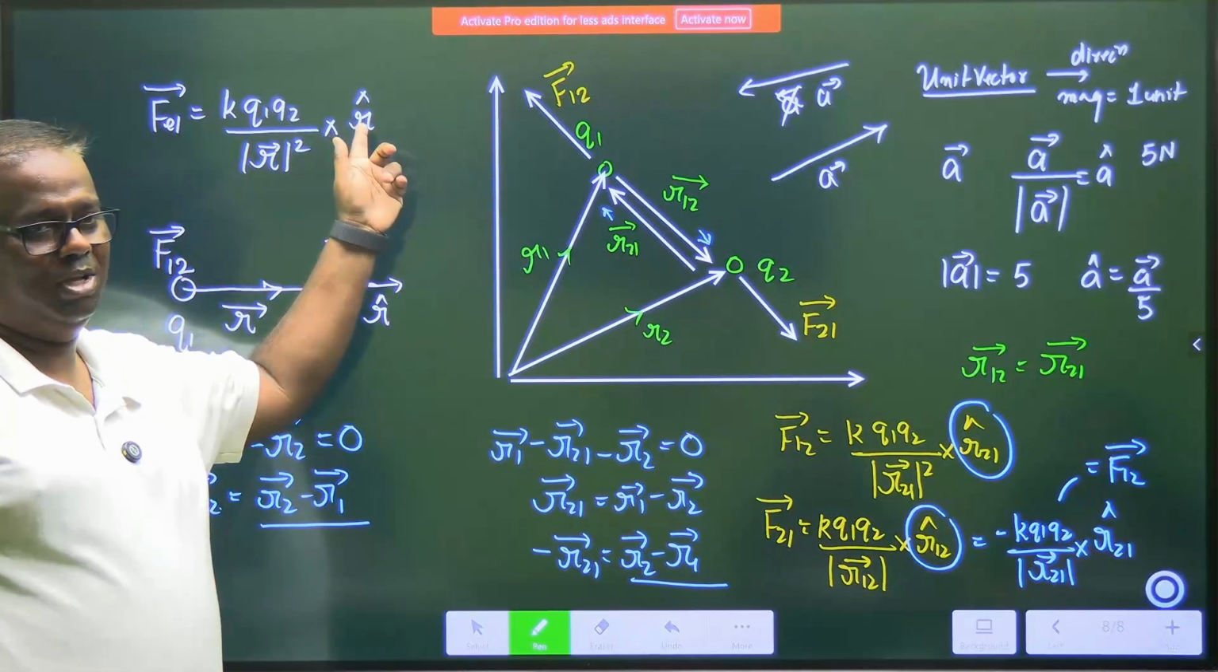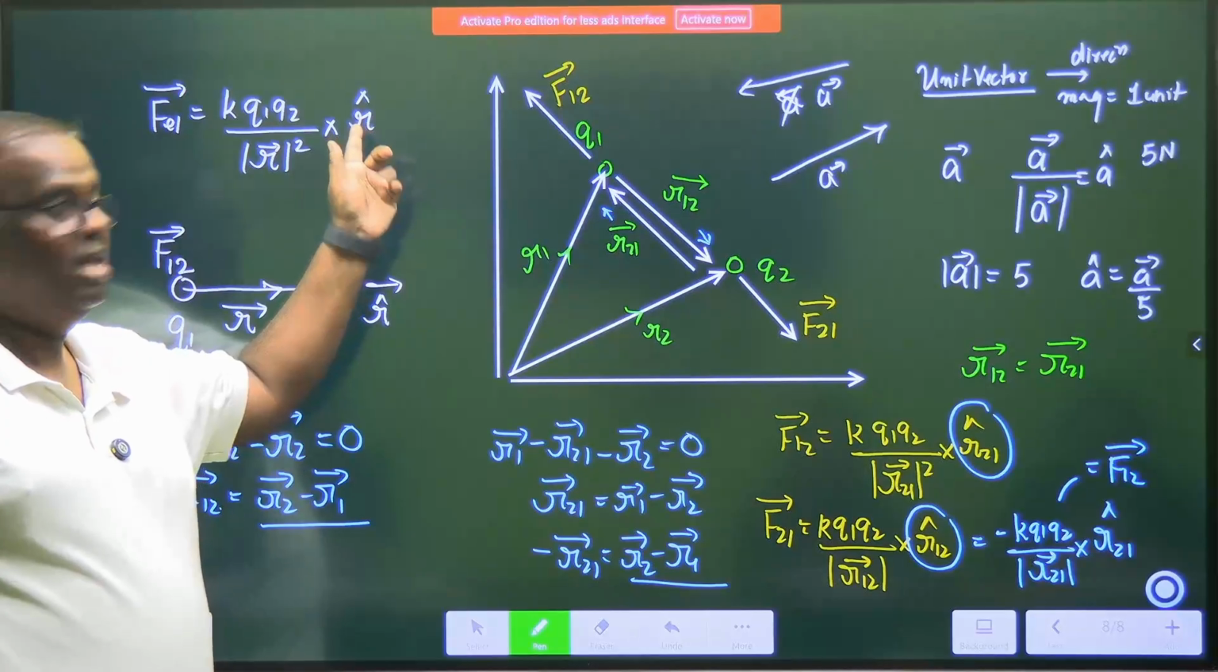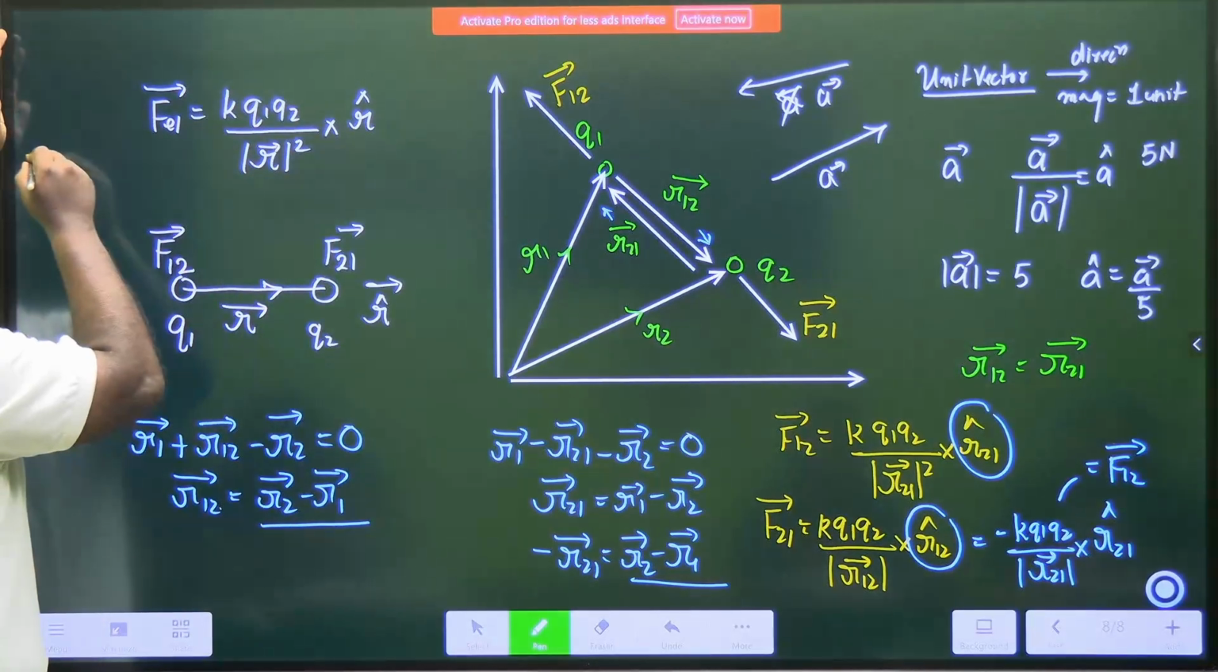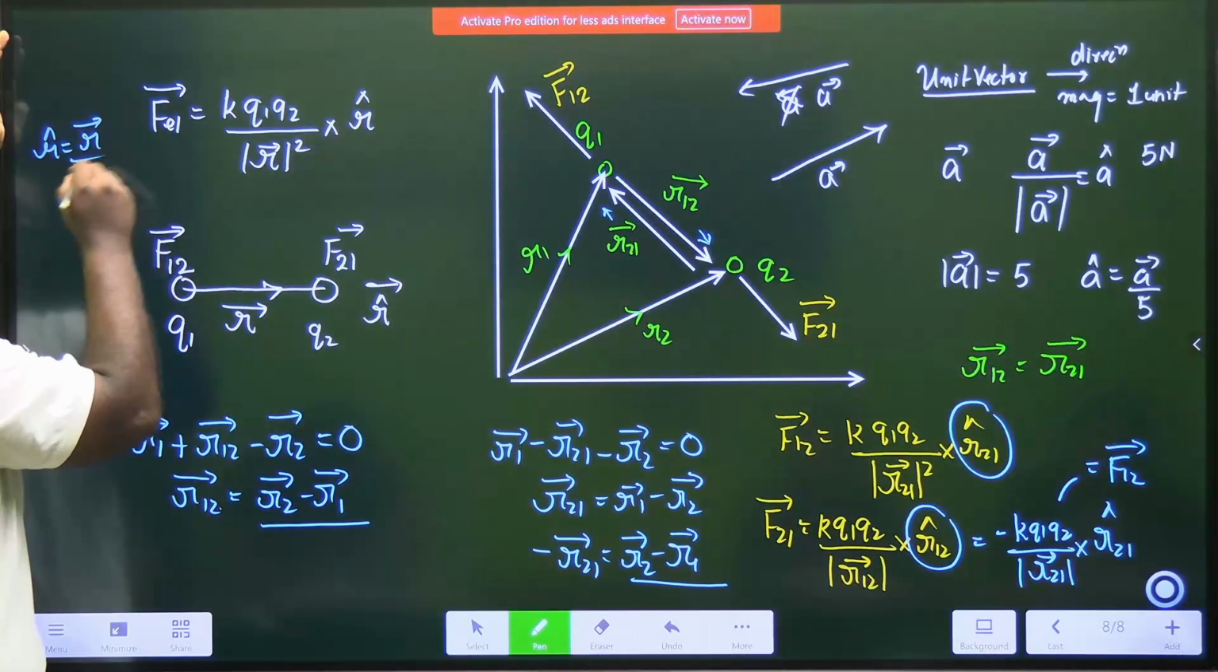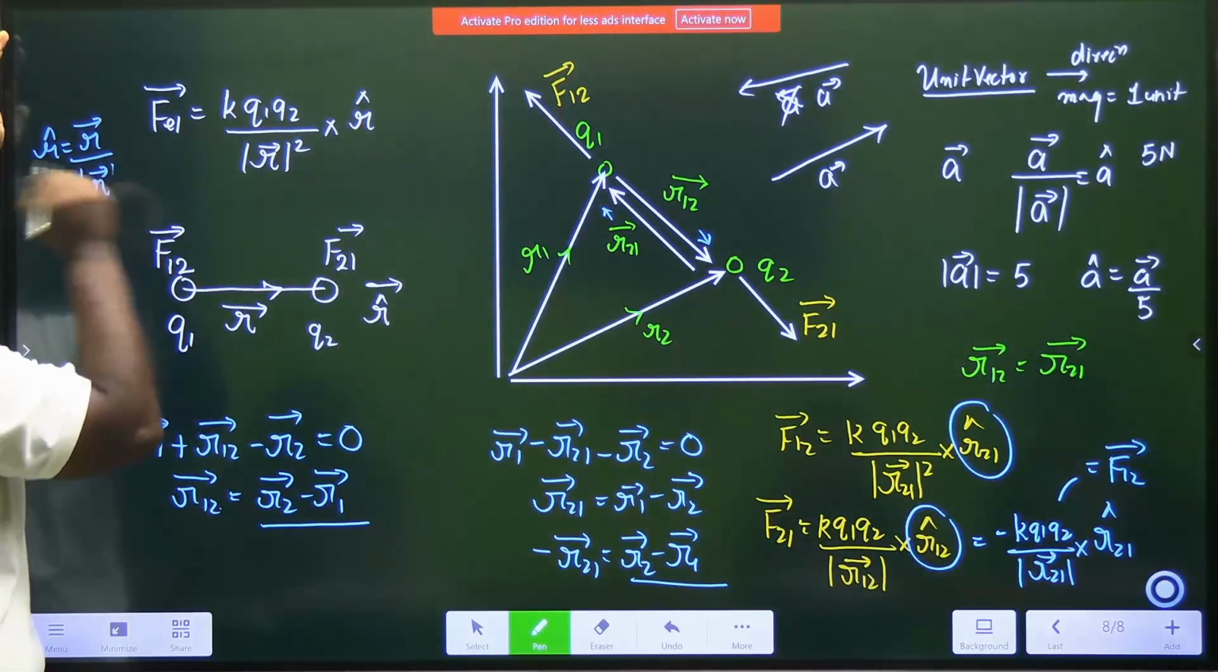He is the torchbearer, R. And if somebody asks you, sir, what is R cap? R cap was a vector obtained by taking the R vector and stripping away all its magnitude.